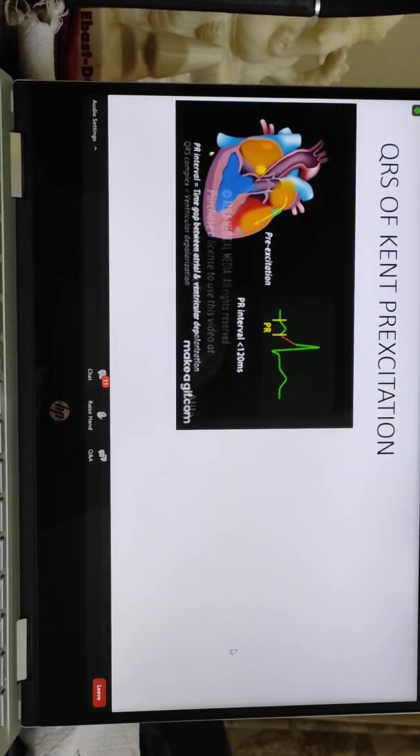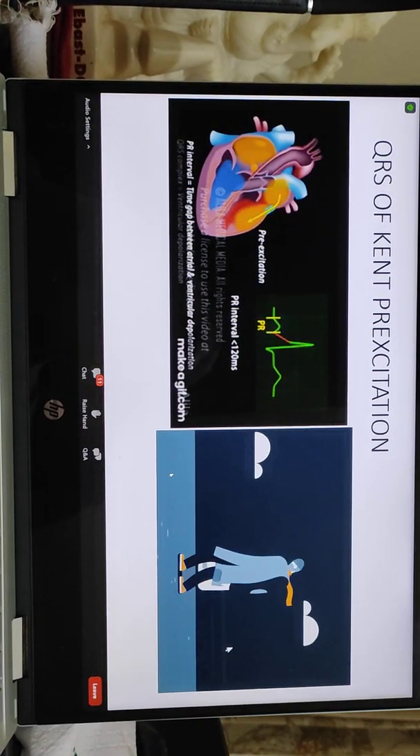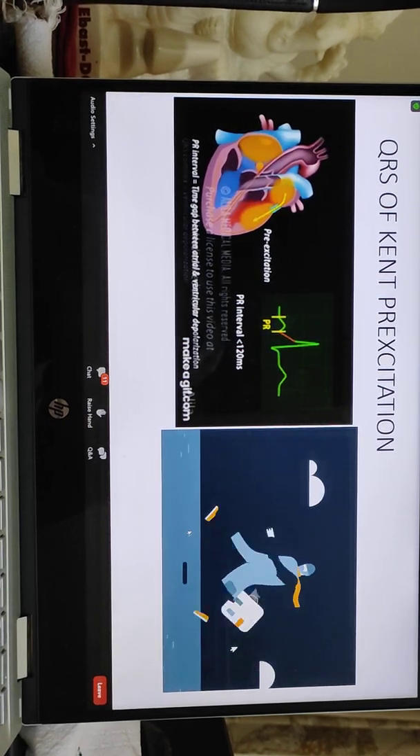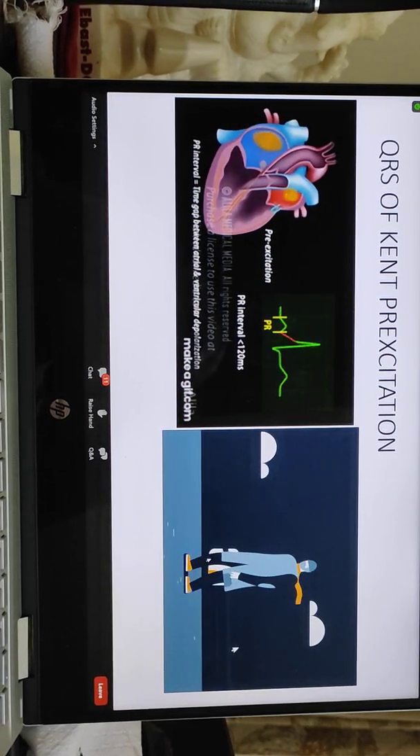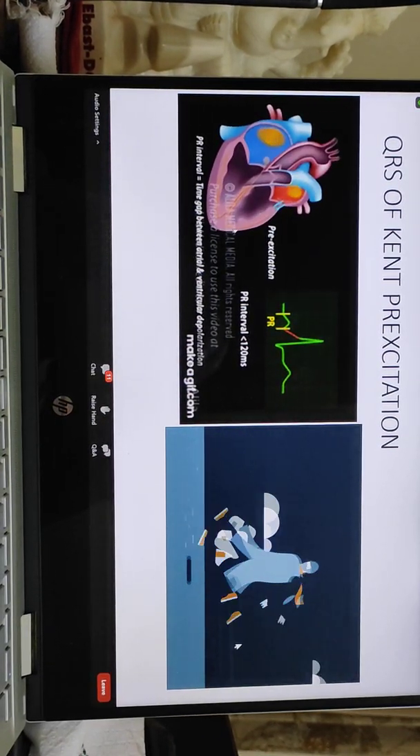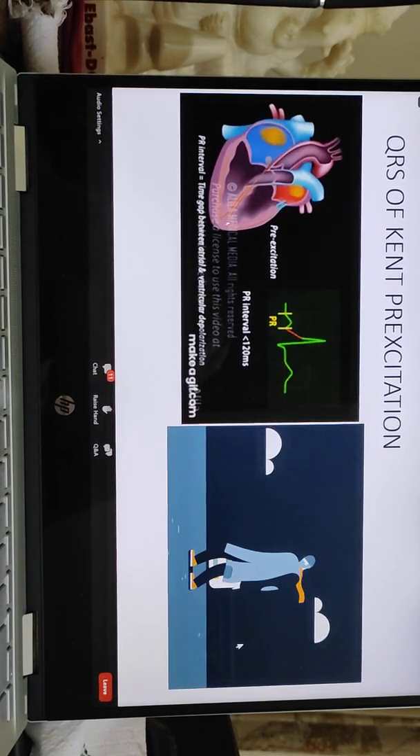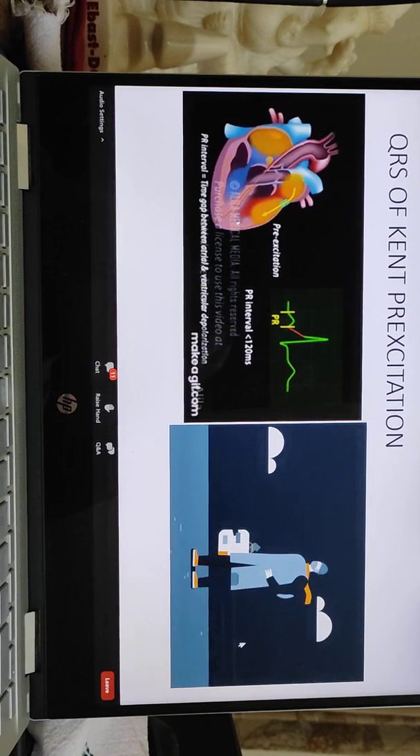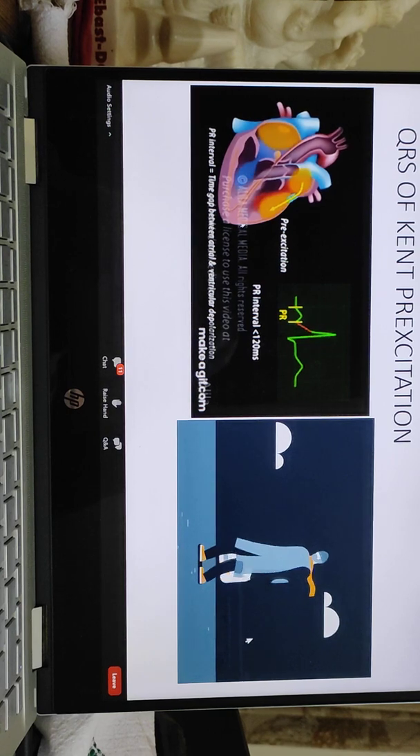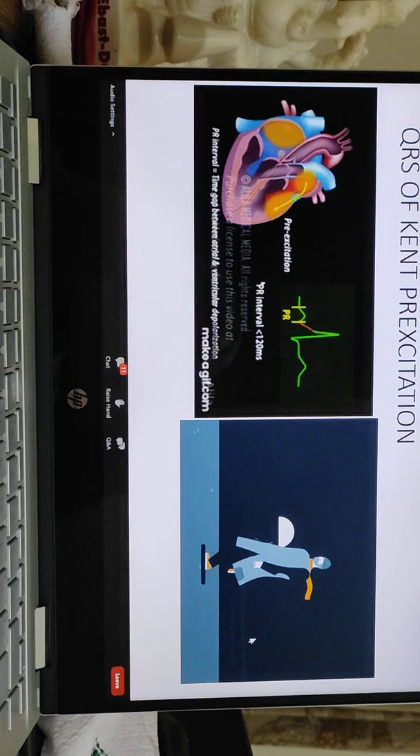So to understand this Kent bundle pre-excitation, you can see this animation. The impulse through the accessory pathway is rapidly reaching the ventricle, as this man is running fast. After reaching the ventricle, he slows down, and by the time the impulse coming through the normal conduction system takes over to produce the terminal portion of the QRS complex. So that's why you have the initial delta wave and the terminal portion of the QRS complex in the QRS of a Kent bundle pre-excitation.